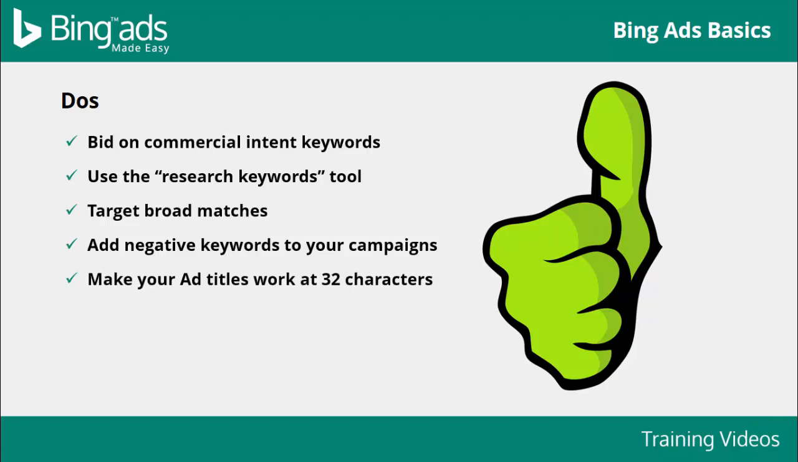Make your ad titles work at 32 characters. When your ads are served to people in the network, their titles will be truncated to 32 characters, which means that you need to show the most important information within those first 32 characters. In fact, it will be better if you can simply create 32-character titles to make them more attractive.